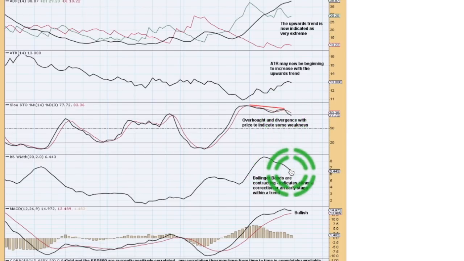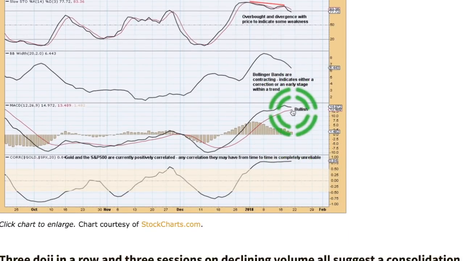Bollinger Band starting to contract. Now that can happen either during a consolidation or at the start of a new trend, and it's impossible to tell which of those situations is occurring from contracting Bollinger Bands. And MACD still fully bullish.